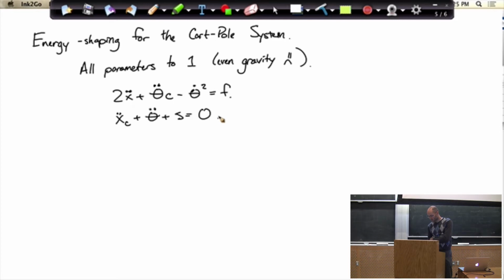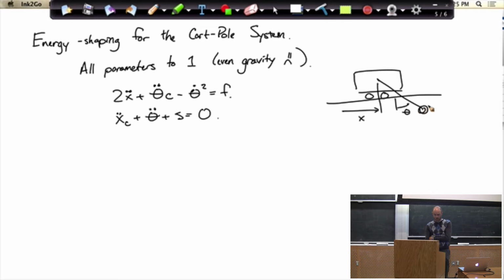Remember, the coordinates were the angle of the pole and the position of the cart. So I had two second order equations that describe it, and the F is the force on the cart. And then I have a 0 here.